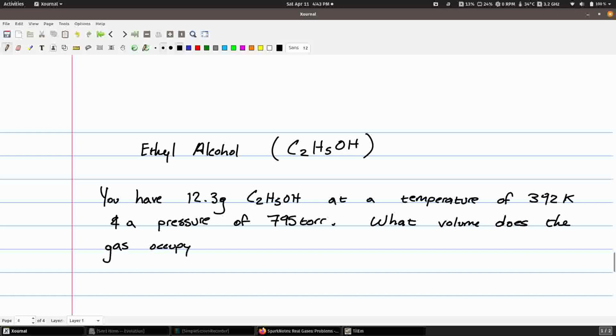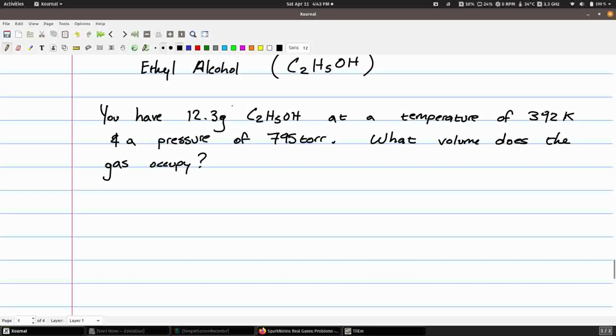So, doing this problem, you have to analyze some stuff. You're not given moles directly. You're given temperature in kelvins. Usually I'll give you about 2 out of 3 that you'll have to convert. Then you have 795 torr. So let's convert this to moles first.